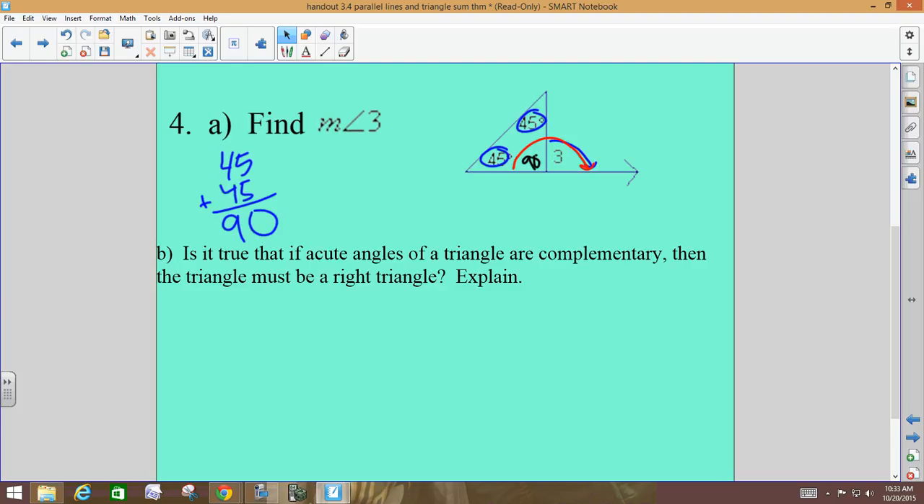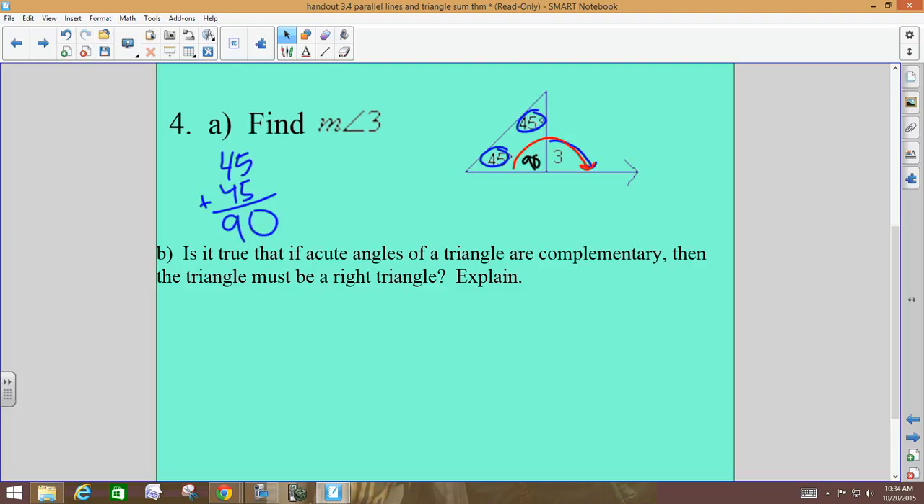Why? Good. Acute angles of a triangle are complementary. It doesn't tell me how many of the acute angles. But what does it mean to be complementary? Add up to 90. How many? 2. So if 2 of the 3 angles add up to 90, and all 3 of them are supposed to equal 180, so 2 equal 90, what does that leave for the third angle? 90. And if a triangle has one 90-degree angle, one right angle, we call it what kind of a triangle?